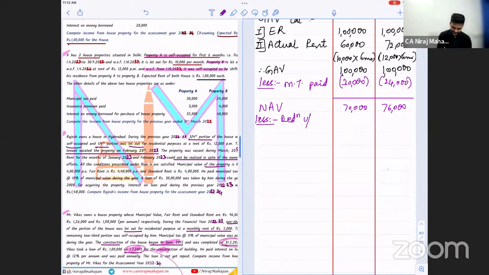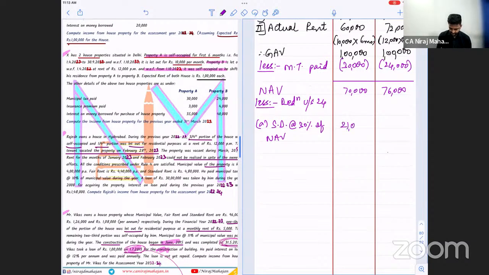Less: deduction under section 24(a). Standard deduction at the rate of 30% of NAV. 30% of 70,000 is 21,000, and 76,000 into 30% is 22,800.